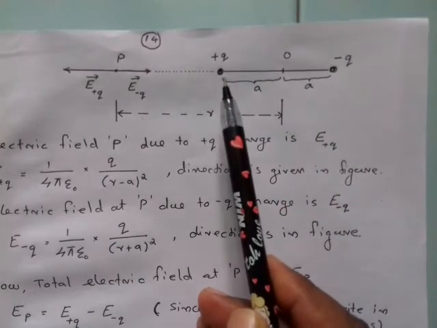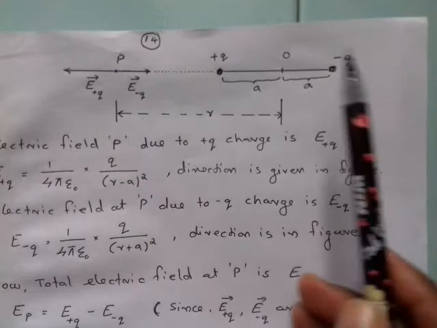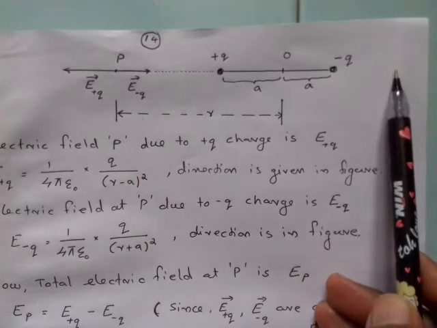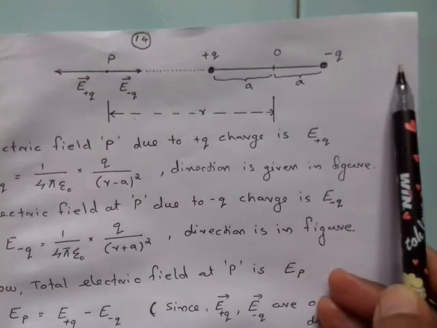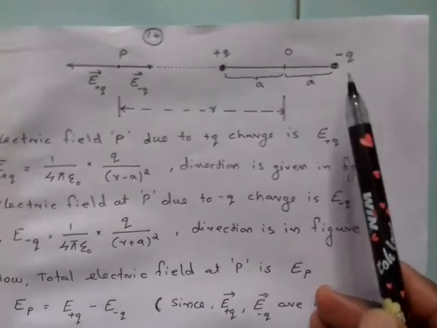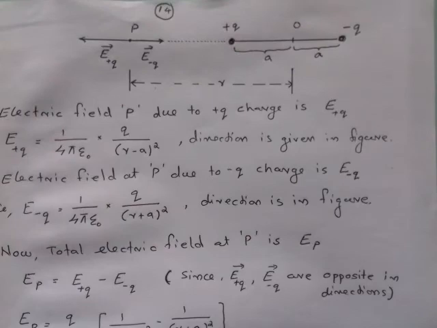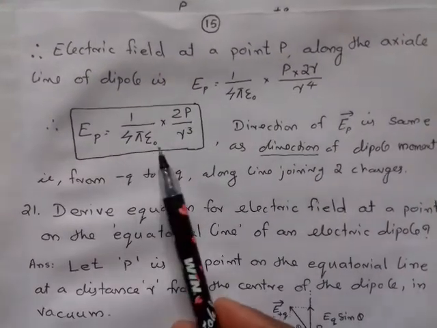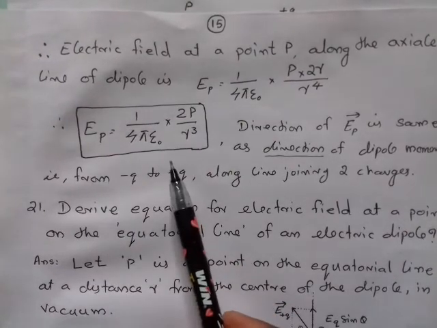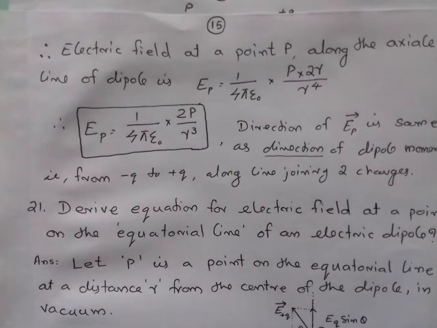You may have a doubt: what if the point P comes here? Then also the case will be the same. The electric dipole moment will be in this direction, towards the left. So I hope you can understand the things. And the final equation, once again, this is the final equation for the electric field.